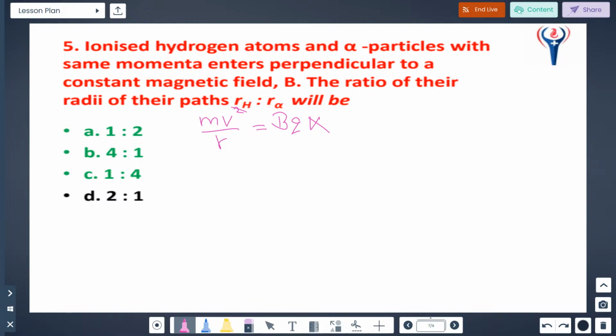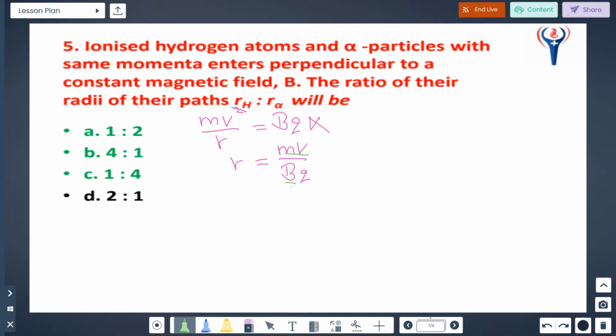Then we want to find R only. So R equal to, take R on that side and BQ this side. Then R equals MV by BQ. B, magnetic field is constant. And same momenta. What is momenta? Mass into velocity. So mv also constant. That is, B is constant and mv also constant.